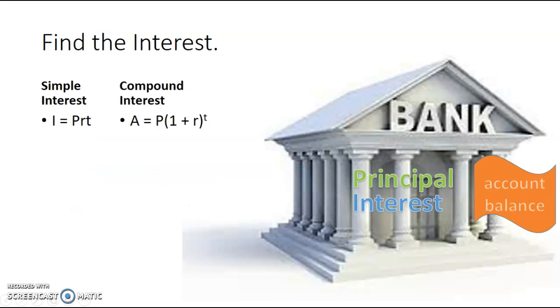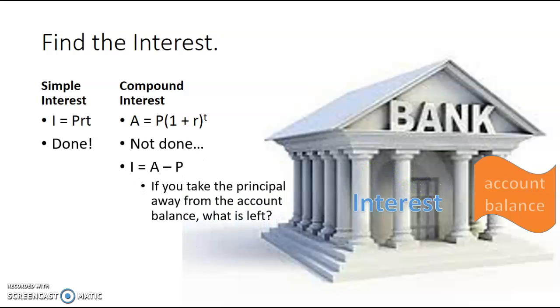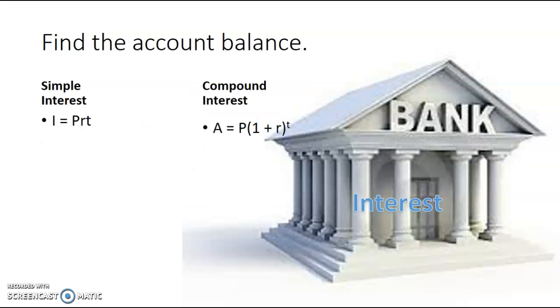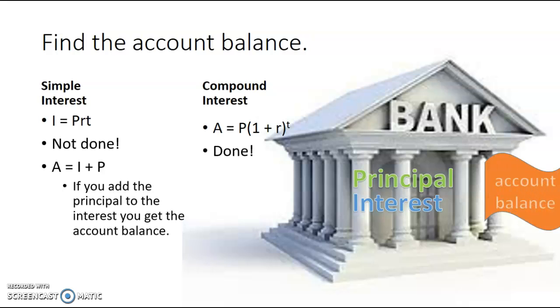So if you were asked to find the interest, if you're using the simple interest formula, you're done because it says I equals PRT. I is the interest. If you're asked to find the compound interest, you're not done because you need to take away the principal in order to be left with just the interest. Conversely, if you're asked to find the account balance, if you're using the compound interest formula, you're done because A stands for account balance. However, if you're using the simple interest formula, you're not done. You have to add in the principal in order to get the account balance.